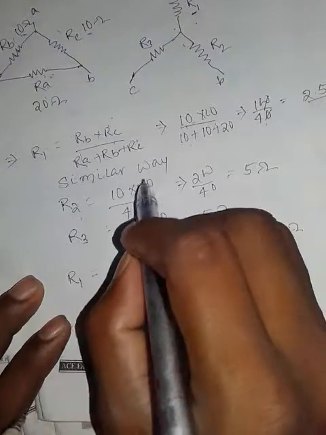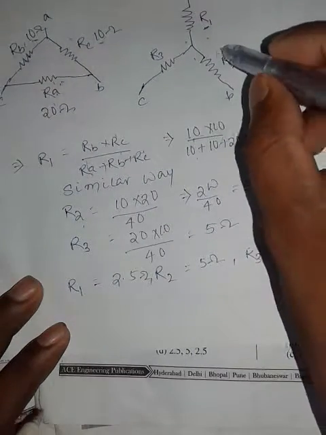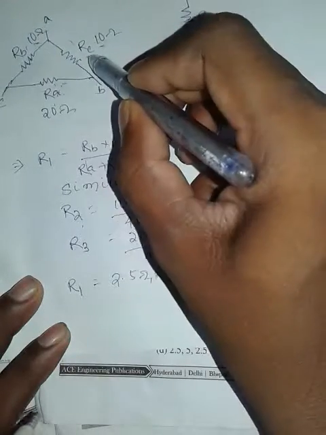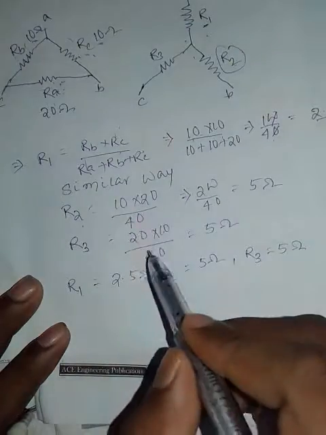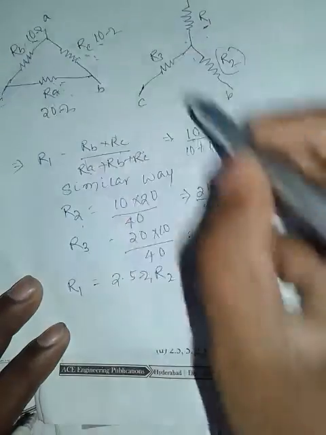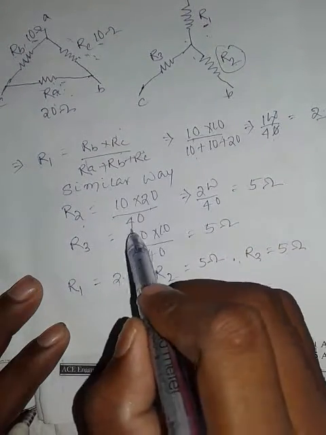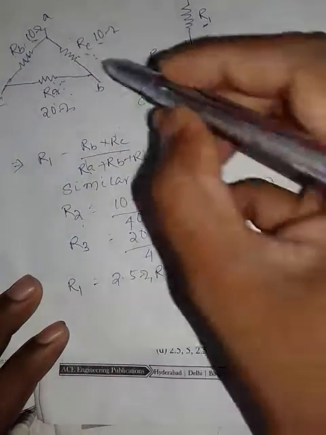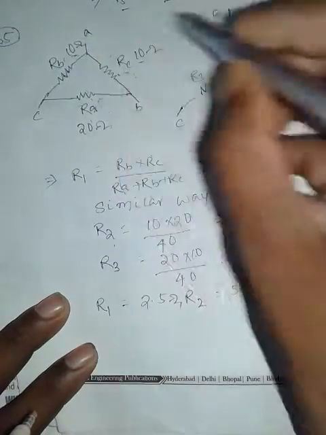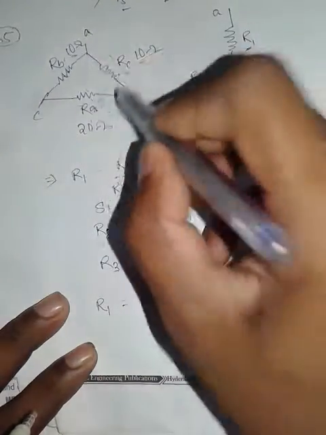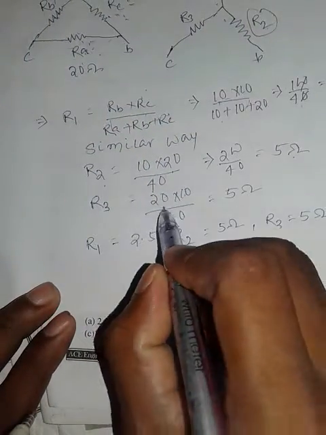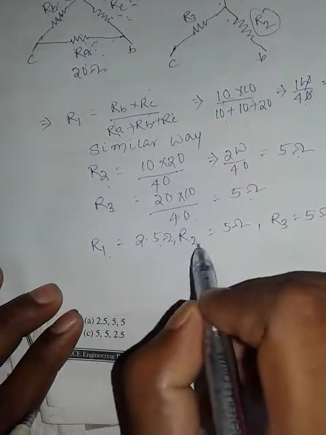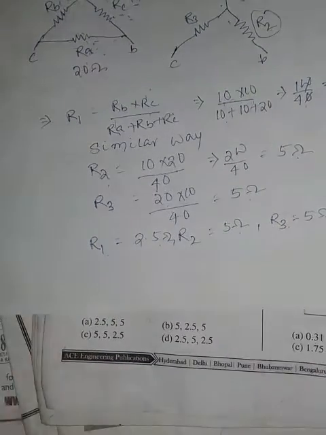Similarly for R2, the adjacent sides are RC and RA, so 20 into 10 by 40, because the sum of all the sides is 40. So this will be 5 ohm. For R3 in a similar way, the product of these two by the summation of all the sides, 20 into 10 by 40, so 5 ohm. So R1 we are getting 2.5 ohm, R2 5 ohm, R3 5 ohm.